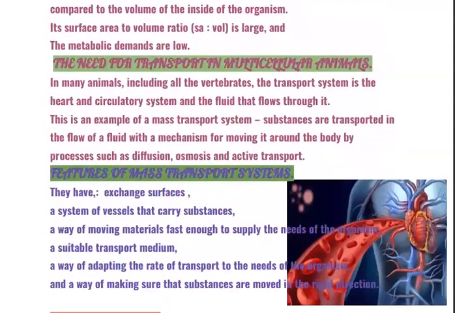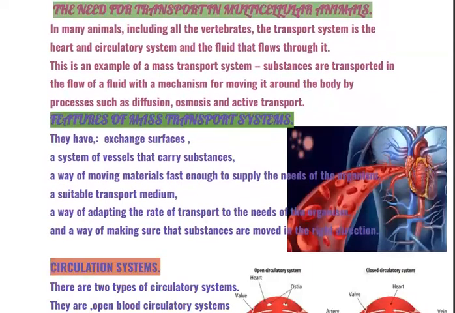The need for transport in multicellular animals. In many animals, including all the vertebrates, the transport system is the heart and circulatory system and the fluid that flows through it. This is an example of a mass transport system. Substances are transported in the flow of a fluid with a mechanism for moving it around the body, by processes such as diffusion, osmosis, and active transport.